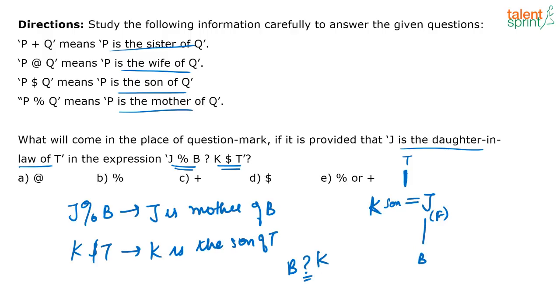So which symbol represents that here? It is dollar. So B dollar K, or B is the son of K. Option D. Okay. So Praveen says D.